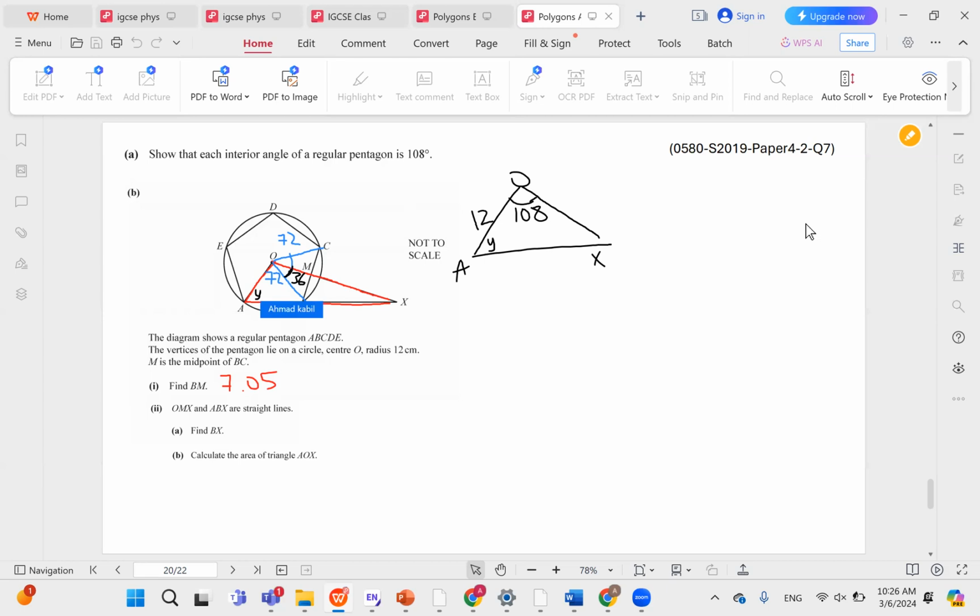Here, if this is Y, then this is also Y, because this is an isosceles triangle since it has two equal radii in the circle. So if we want to get Y here, all we would have to do is Y equals 180 minus 72 divided by 2. This is because Y plus Y plus 72 equals 180, sum of angles in a triangle. So 2Y plus 72 equals 180, and therefore Y equals 180 minus 72 over 2. So Y equals 54.